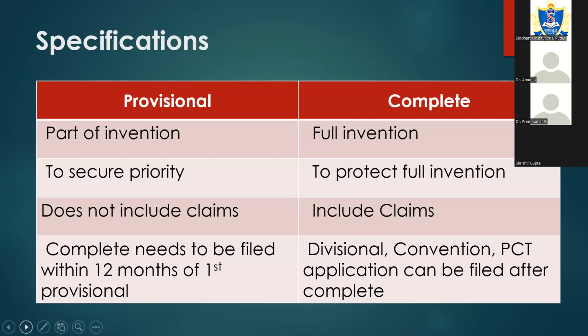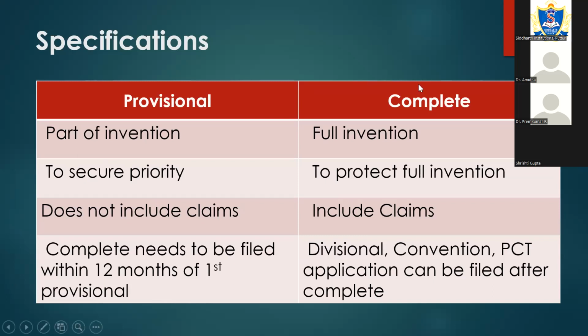So these are the main differences between the provisional and the complete. Provisional will describe only part of the invention, and complete will have the full description of the invention. And here one thing is, if you are filing two provisionals, both provisionals should not have the same content. The subject matter of provisional 1 and provisional 2 should be different. You should not include any subject matter of provisional 1 in provisional 2.